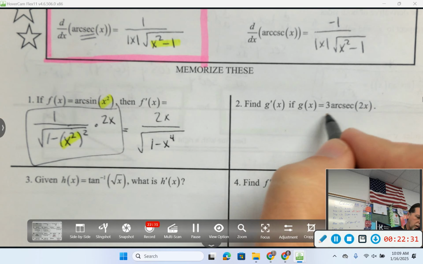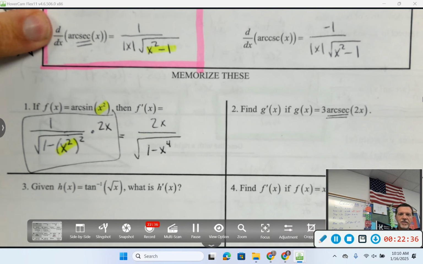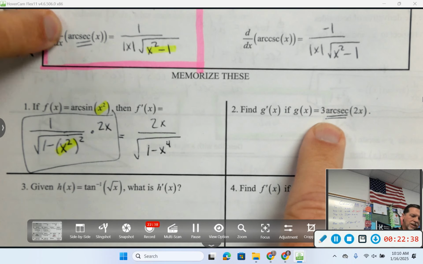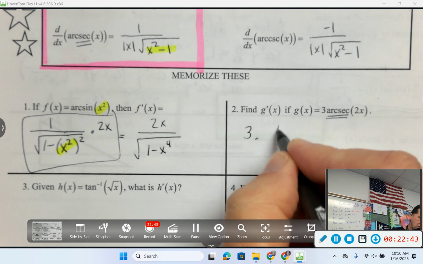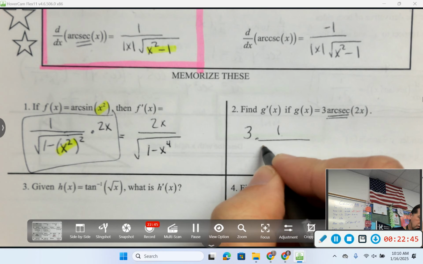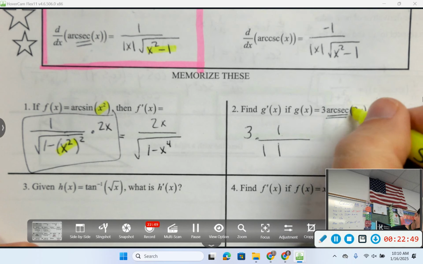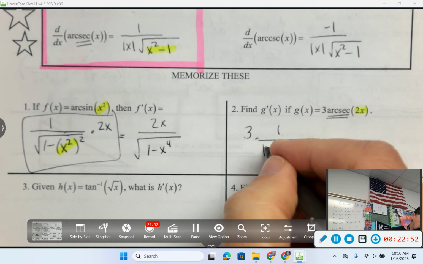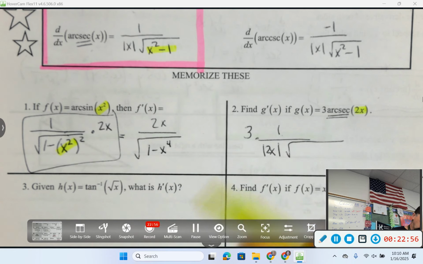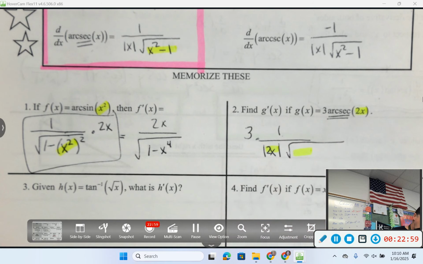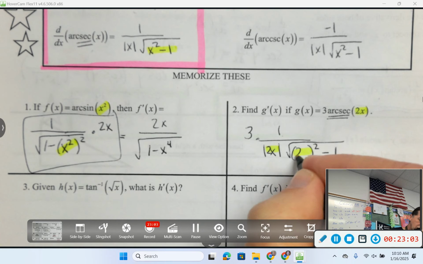Number 2, arc secant. So I'm looking at my arc secant formula. The 3 is out front, so I'm not really worried about the 3. The 3 can just come out front. 1 over absolute value of the argument. So 2x square root the argument squared minus 1.